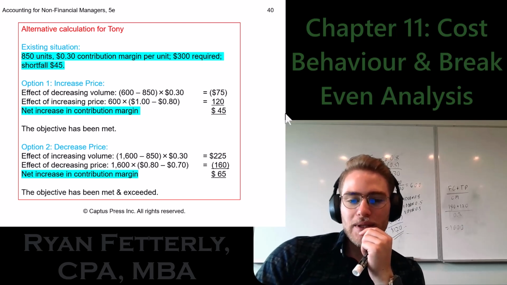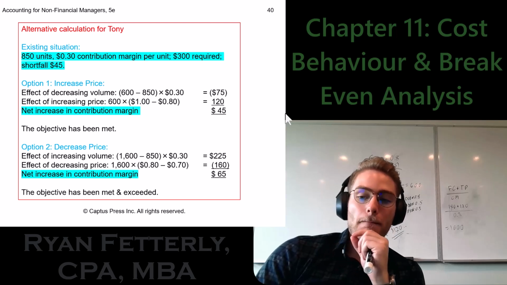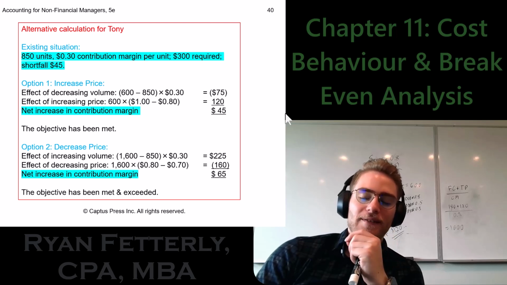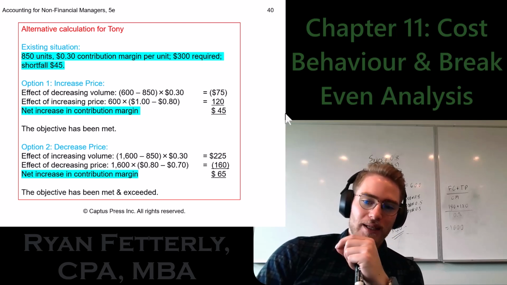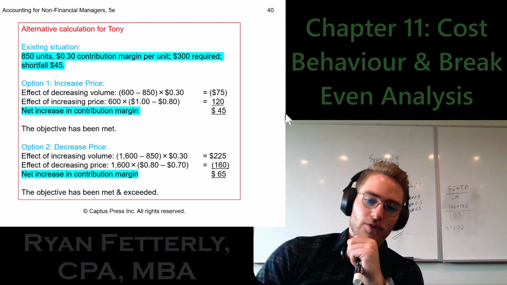So existing situation, right? A shortfall of 45 bucks. We're requiring 300, and we're just simply not achieving it. And then option one, right, increases our margin by $45, right? So we have the effect of the decrease in volume. So by selling less volume, we take a hit of $75, but by selling at a higher price, aka 20 cents per unit, we have a gain of 120. So the gain of 120 less the volume hit of 75 gets us our net $45 increase, right?